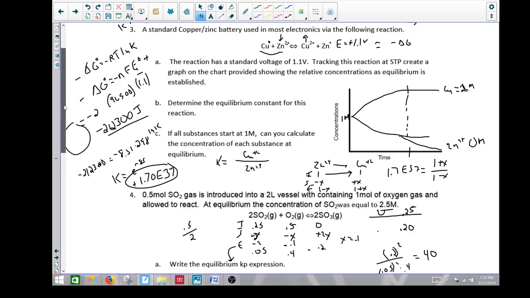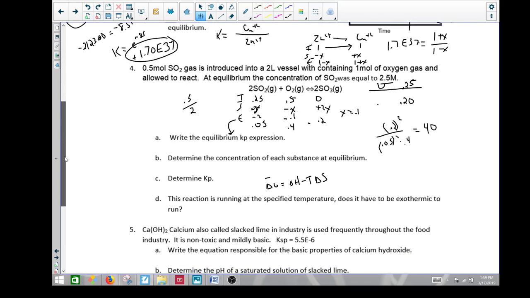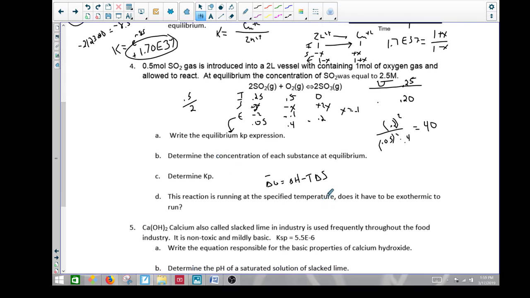So this thing here, in this situation, is probably a moot point. Not a whole lot's happening here. So I'm going to say that this guy likely will be negative. So I would say yes, exothermic. Does it have to be exothermic to run? I think so. The entropy is not enough of a driving component to drive this reaction. Essentially, it's very close to zero. So this needs to be negative.